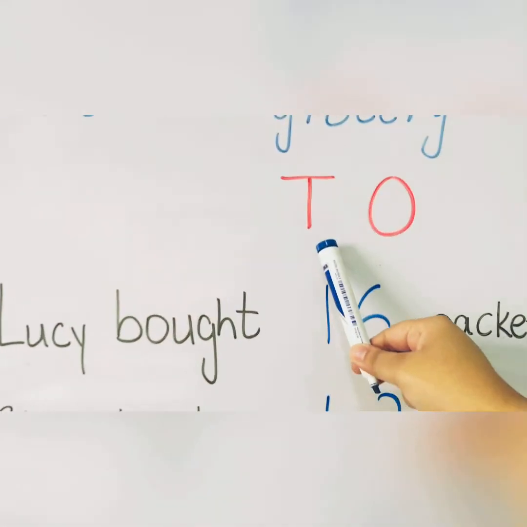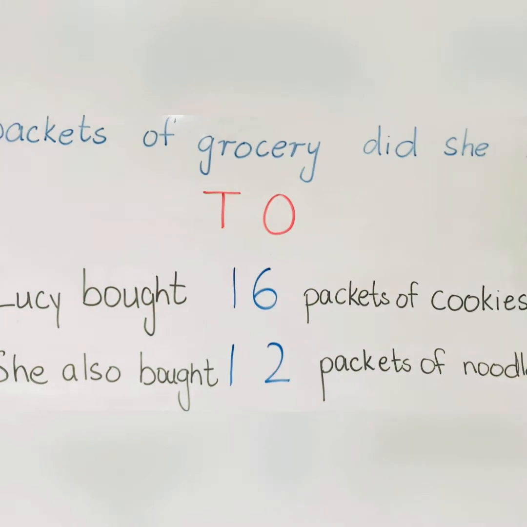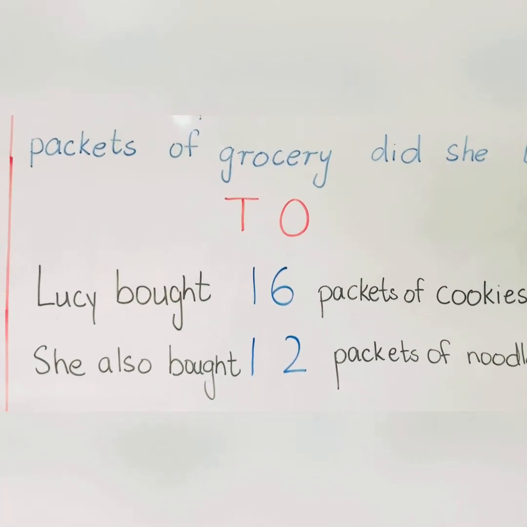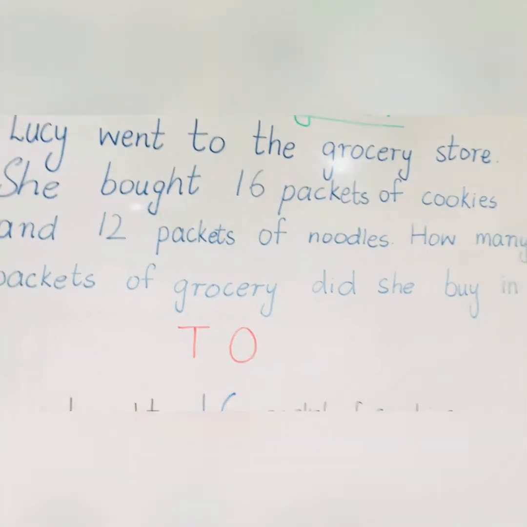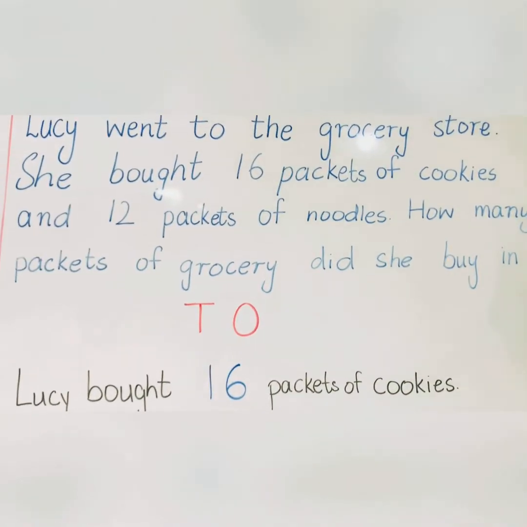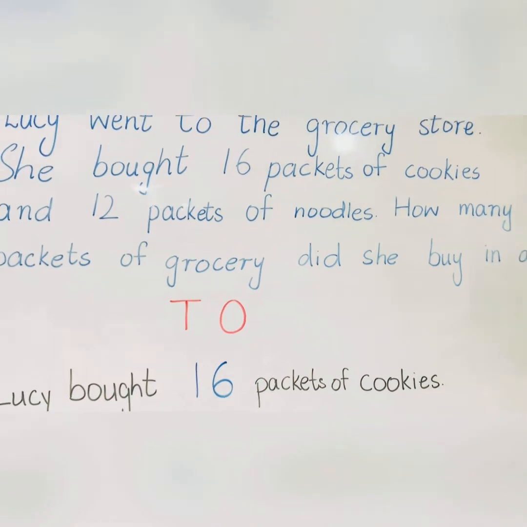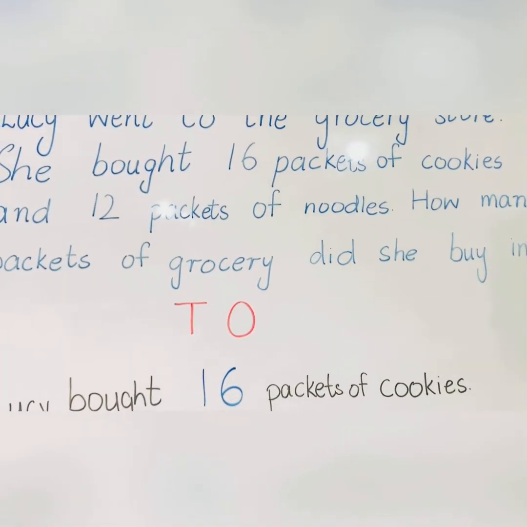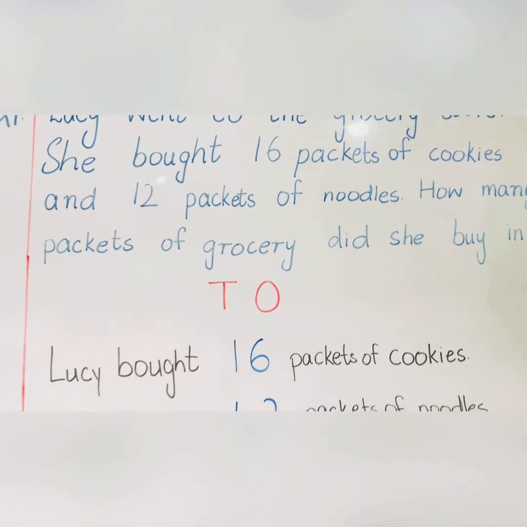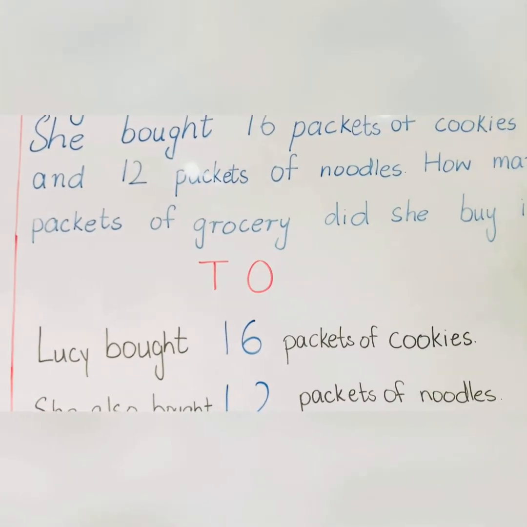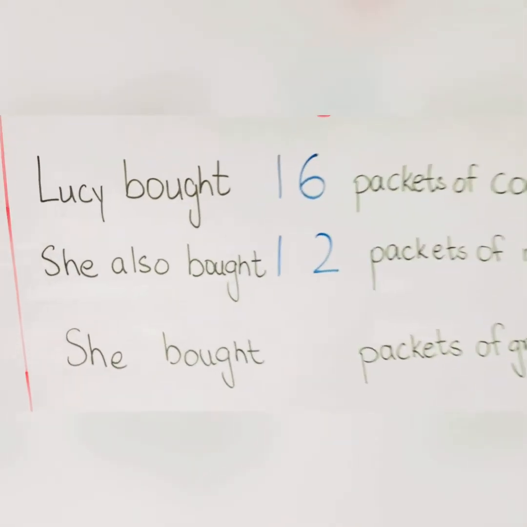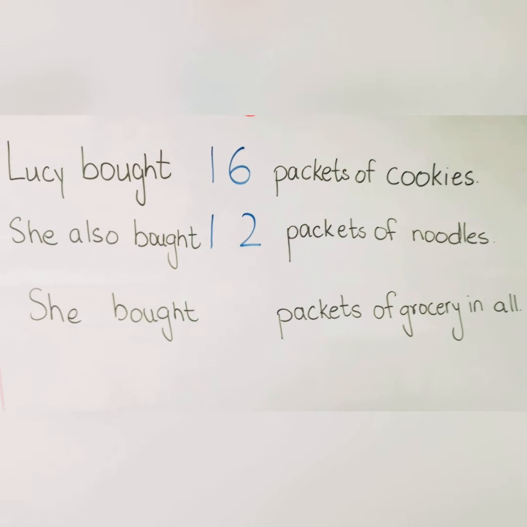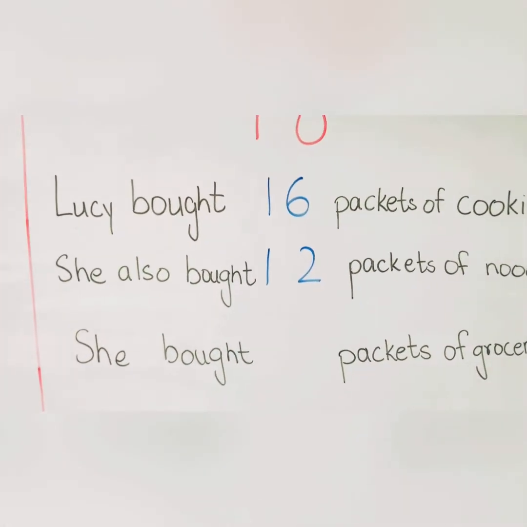So I have made the tens and ones column over here as well. So what do you think will be our last statement? So again, let's see the question. So the question was, how many packets of grocery did she buy in all? So what do you think will be our final answer statement? Our final answer statement will be, she bought dash packets of grocery in all. Okay, so now let's solve it.